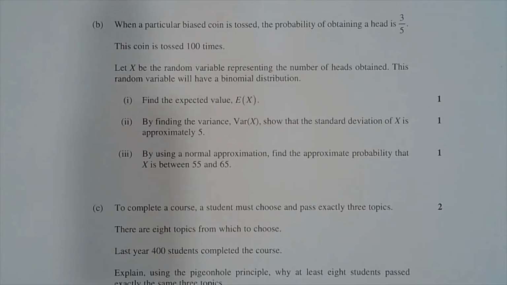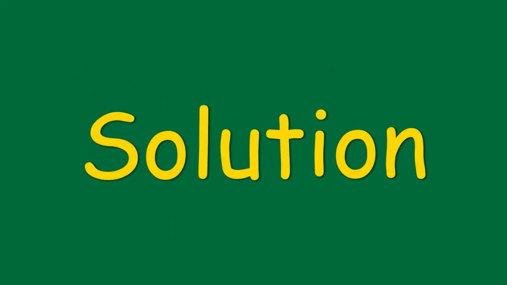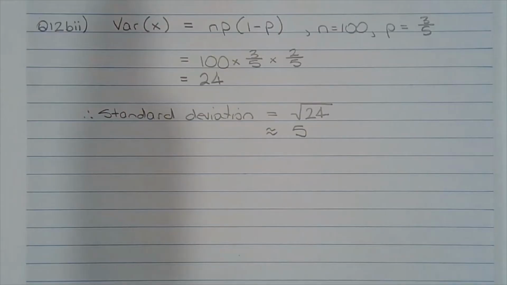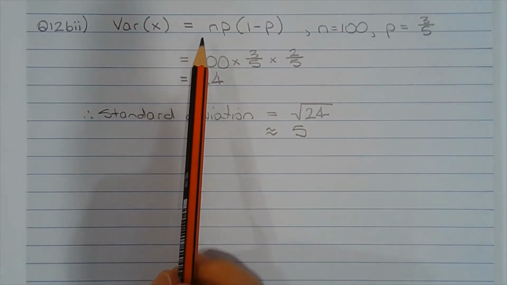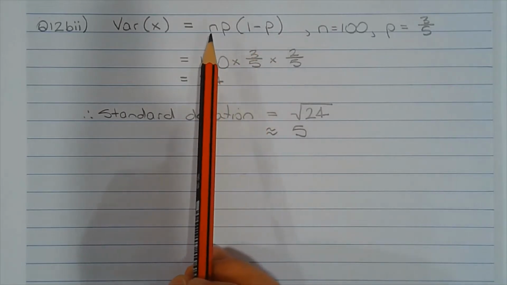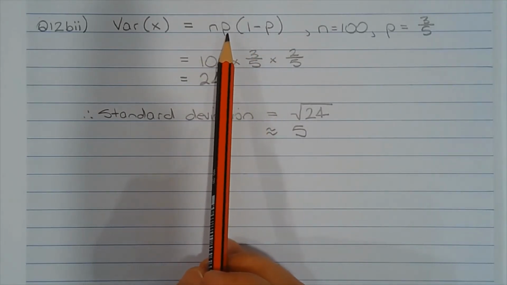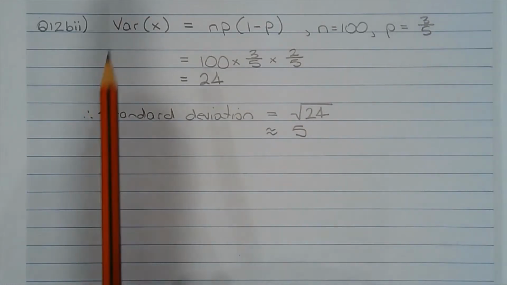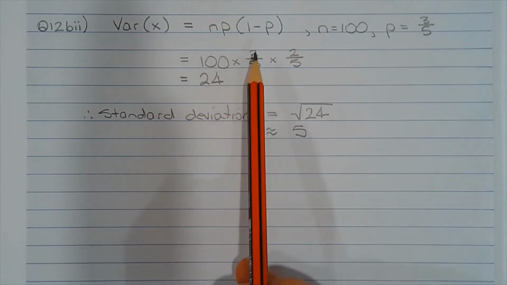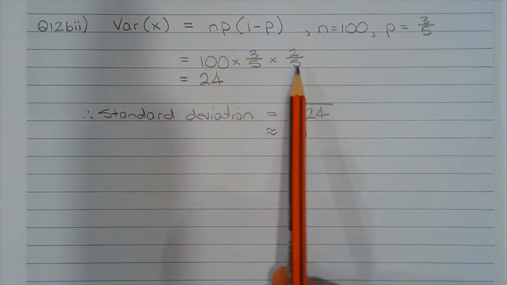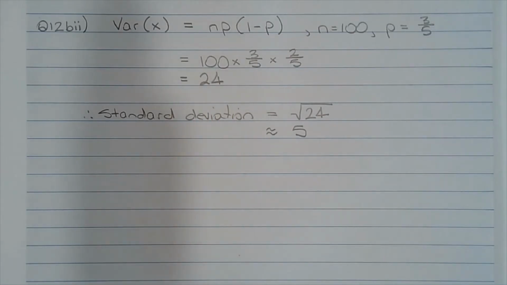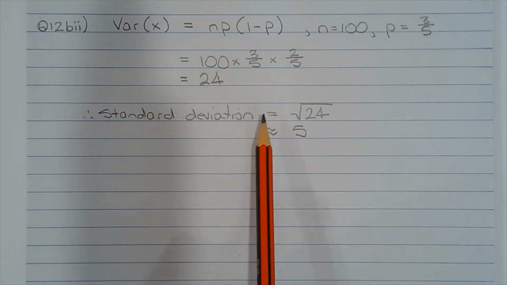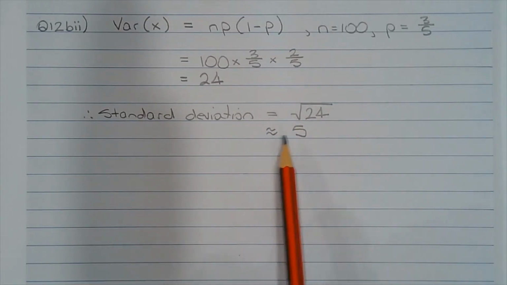Part 2. By finding the variance, Var of x, show that the standard deviation of x is approximately 5. The variance of x is given by the formula np multiplied by 1 minus p, where n is the number of trials and p is the probability of success. And in this case, n is equal to 100 and p is equal to 3 over 5. So Var of x is equal to 100 multiplied by 3 over 5 multiplied by 2 over 5, which is 1 minus p. And that equals 24. Therefore, the standard deviation is the square root of the variance, so it's the square root of 24, which is approximately 5.